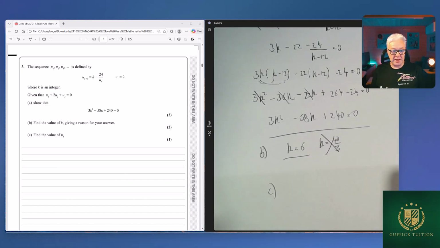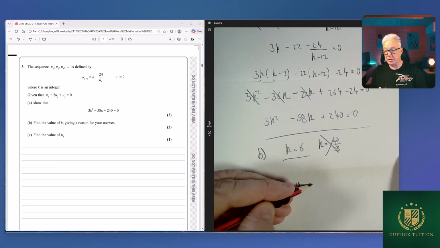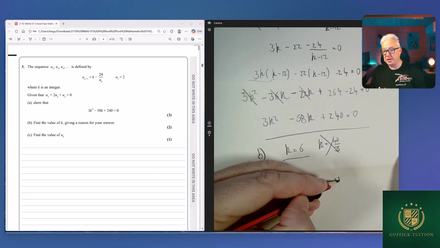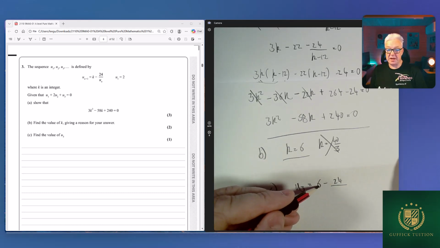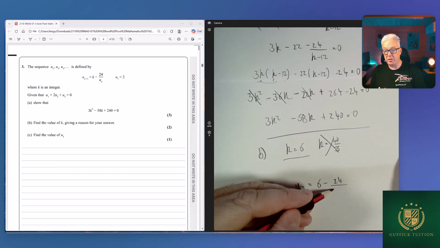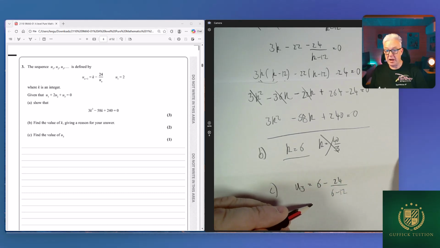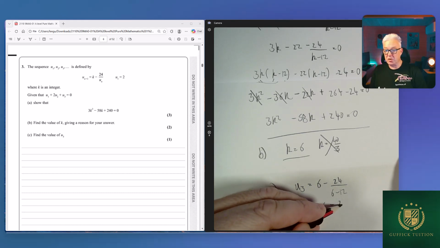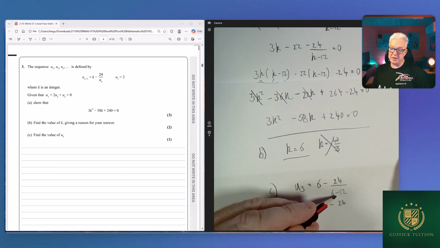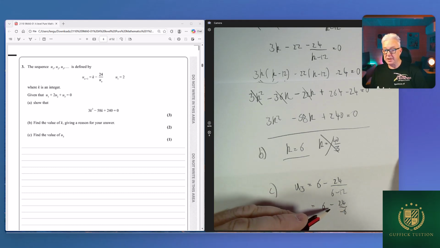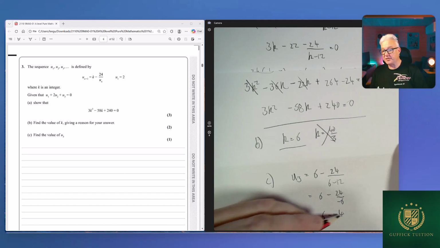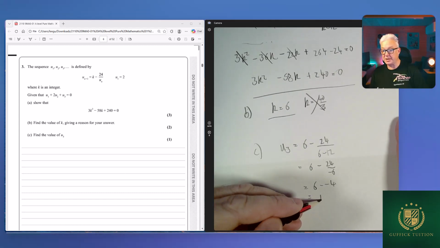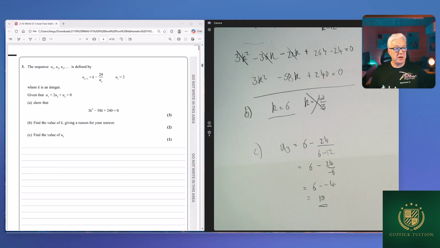Now we know what k is. It says find out what the value of u3 is. You might remember that our expression for u3 from earlier in the question was k minus 24 over k minus 12. So that's k is 6, so it's going to be 6 minus 24 over 6 minus 12. Okay, which is going to be 6 minus 24 is minus 24 over 6 minus 12 is minus 6, so that is going to be 4, so it's going to be 6 minus minus 4, so that's going to be 6 add 4, so that is going to be 10. And that is question 3 done.